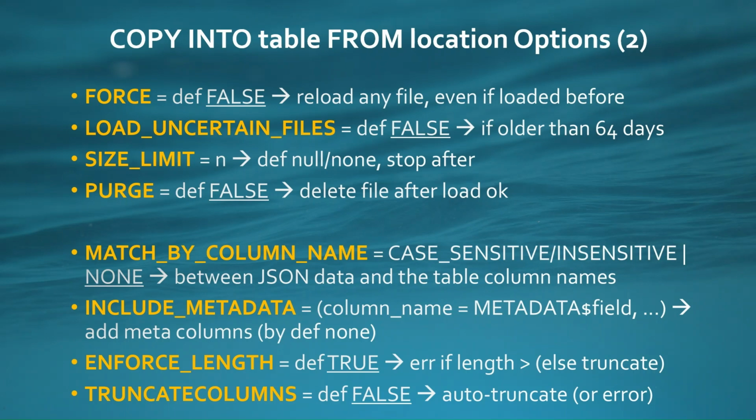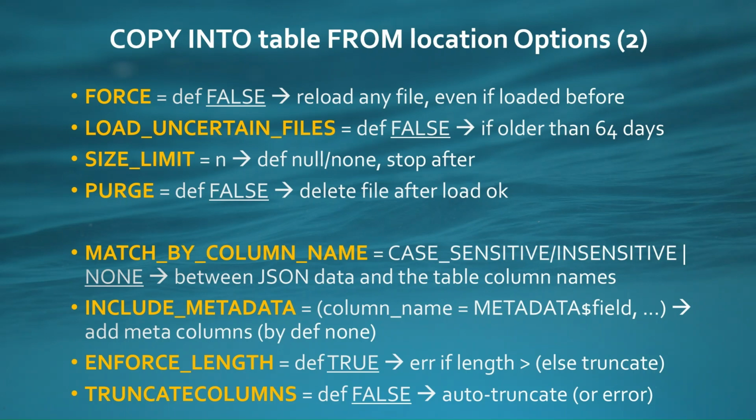You have other specific options for the process of uploading data in the table. Match by column name relates to the case sensitivity between the JSON data and the table column names. Include metadata: you have metadata dollar fields that you can include in your transfer. By default, there is none. Enforce length by default is true. The last two, enforce length and truncate columns, are basically alternatives. Let's have a look at them.